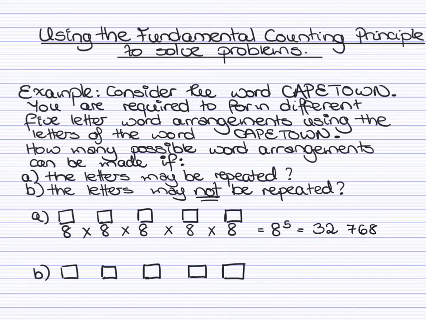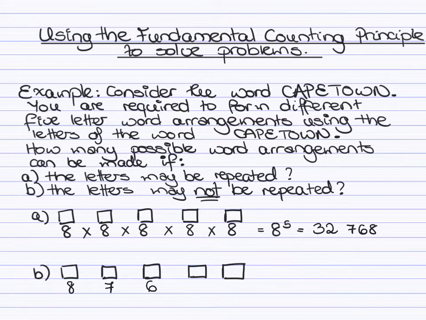32,768. For part B, where repetition is not allowed, in the first block, we have a total number of 8 letters to choose from. For the second block, however, since you've already used a letter in the first block, you're going to have 1 less. So in the second block, you have 7 letters to choose from. You have now used 2 letters. In the third block, you are left with 6 letters to choose from.